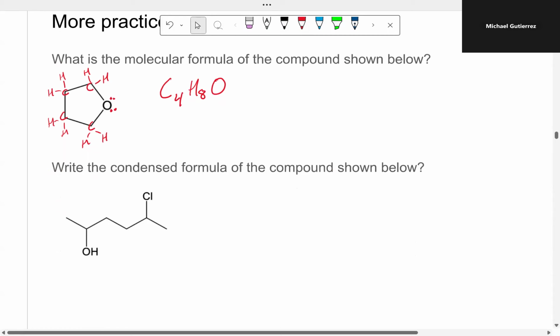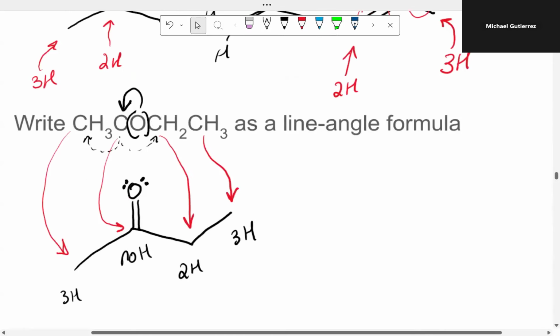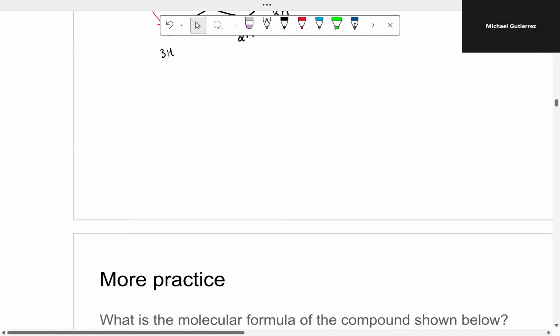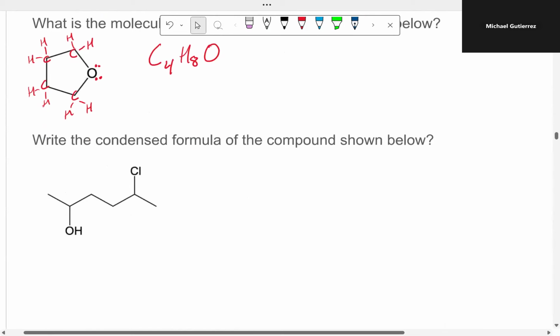Okay, so this last example, we're looking at writing condensed formulas. So again, a condensed formula, just to show you an example, this problem that we did here implies the order the atoms should go in. It's a lot more information than a molecular formula. And so we're going to use those concepts to do this.